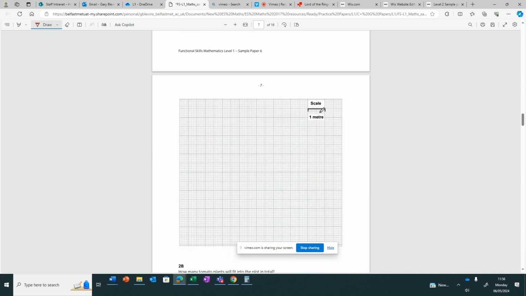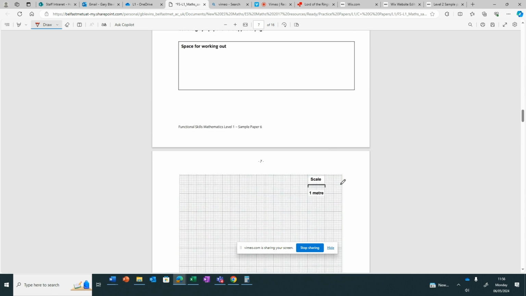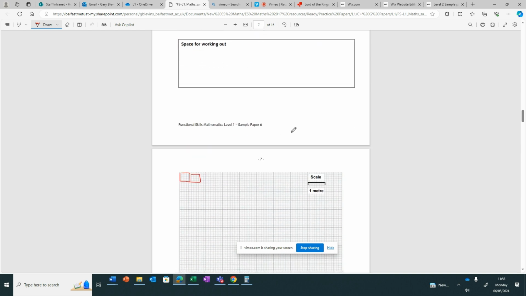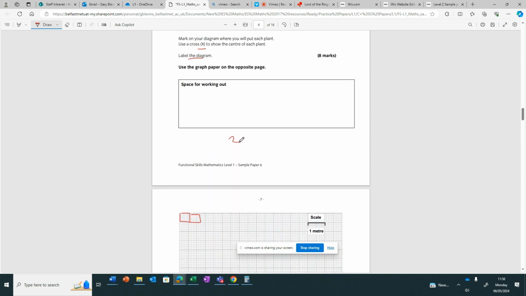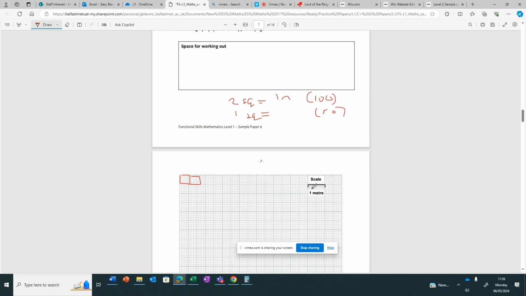So we've got 2 squares here, and 2 squares equals 1 meter. These are called centimeter squares. So 2 of them is a meter. So I'm going to write that somewhere. 2 squares equals 1 meter. So 1 square must be half a meter. And well, a meter is 100 centimeters. So 1 square equals half of that, which is 50. And it's always good to work out what 1 square equals in these sort of questions.